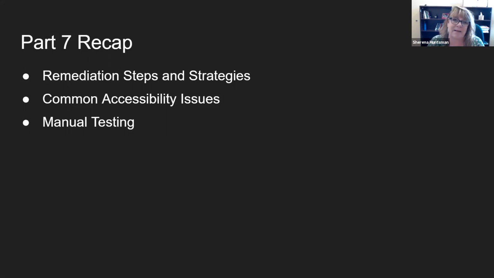Last time, two weeks ago, we covered a lot of information all at once: the remediation steps and strategies, common accessibility issues, and how to do some manual testing. We just went through some of the most common ones, realizing that there are many, but learning what that process looks like and how to integrate it into our workflow. The more that we learn, the more that we can do early on, and learning what kind of questions to ask and what kind of things to check for in our documents.